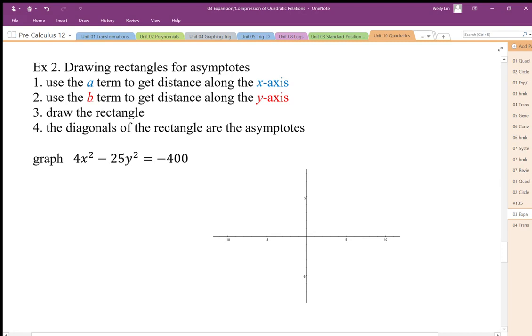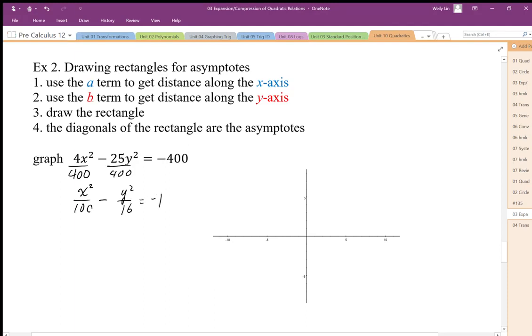So we need to make this equal to 1. Now, we could make it equal to positive 1, but then we would have to flip them around. So it might be just easiest to leave the negative there. And I'm going to divide by 400. So that's going to simplify to x squared over 100 minus, divide by 400 here. We have a common factor of 25. That means that 25 goes into 400 16 times.